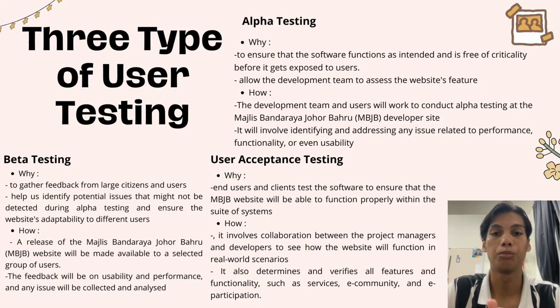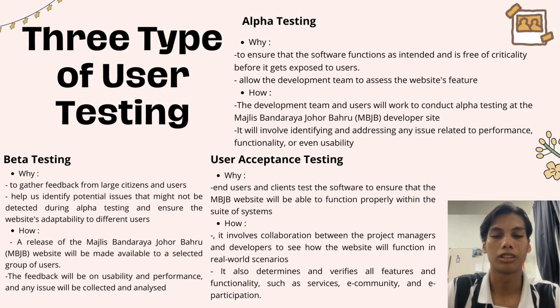So, I will present about 3 types of user testing. The first one is alpha testing. Why we choose the alpha testing? Alpha testing for the Majlis Bandaraya Johor MBJB website is to ensure that the software functions as intended and is free of critical defects before it gets exposed to users. It also will allow the development team to assess the website features such as the e-directory and online service.